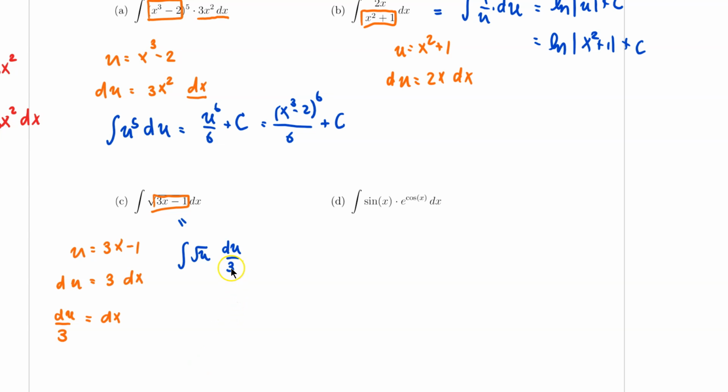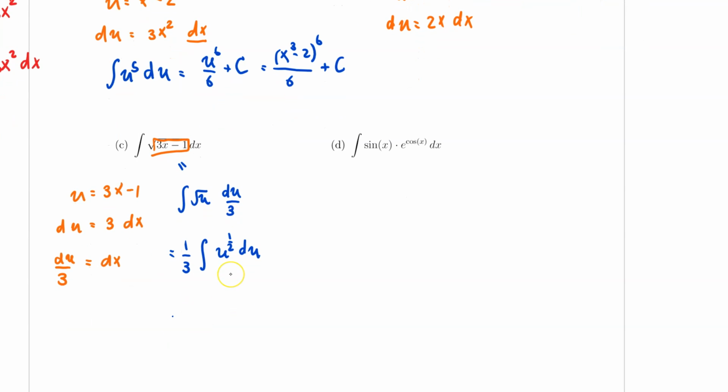Now 1 over 3 is a constant, so I can pull it out from the integration. So that's going to be 1 over 3 times the integral of u to the 1/2 du. Now I can integrate u to the 1/2. So it's going to give me u to the 1 plus 1/2, which is 3/2, and then divided by 3/2, and then plus c.